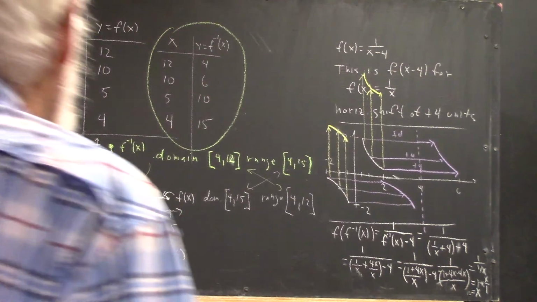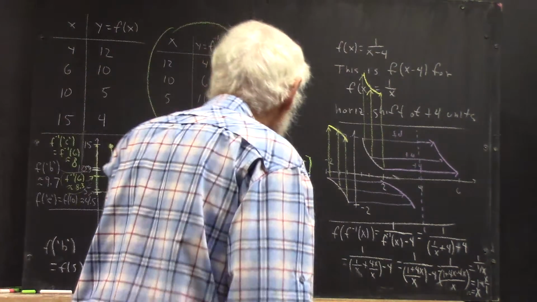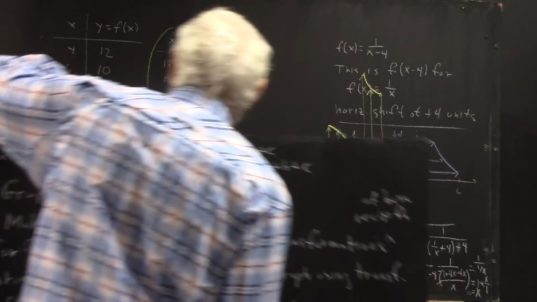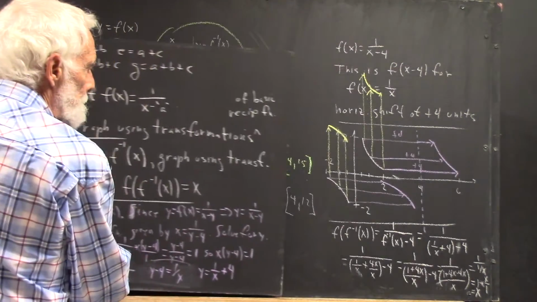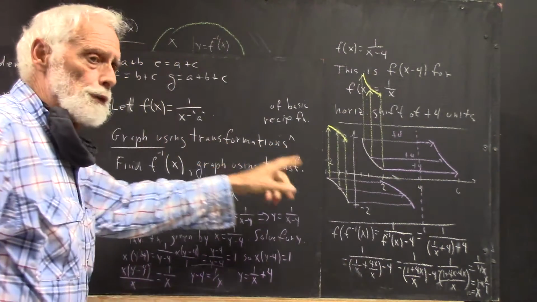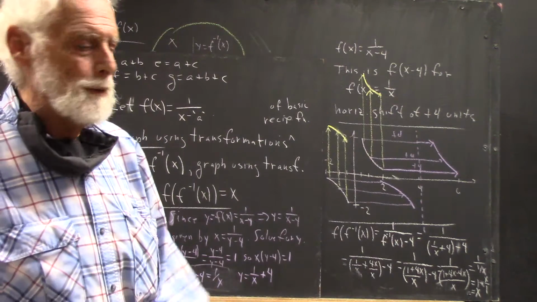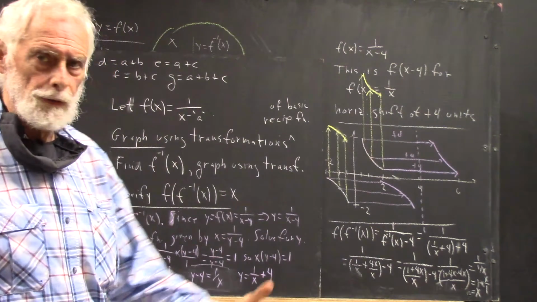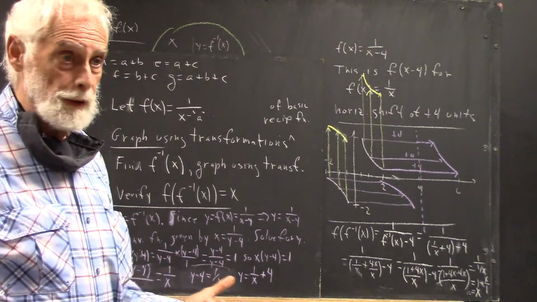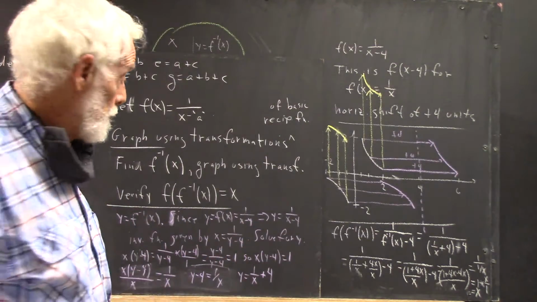Okay, well, next question involved the graph of f of x equals 1 over x minus your a value. We want to graph this using transformations. Now, we just did the section of transformations. We've been talking about transformations for 2 weeks.